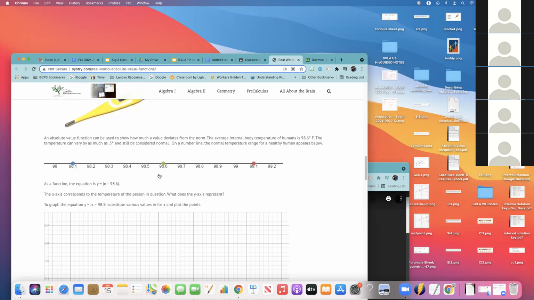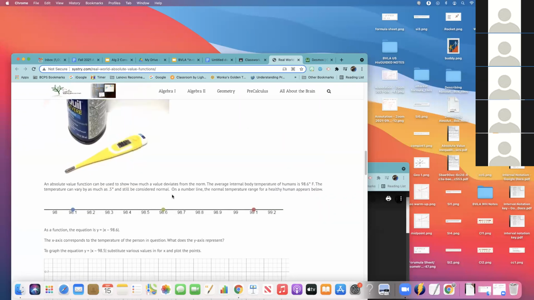So if you register at 98.2, you're not sick, right? You're not average, but what does average mean? I want you to know that it's not always an equal sign when you're dealing with real life. And if you're in the healthy range, then you're okay.